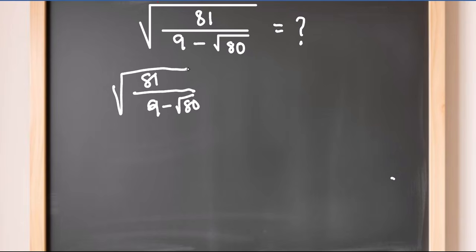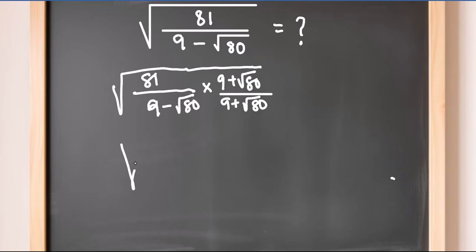So here, still under this square root, we multiply both the numerator and the denominator by this denominator, which is going to be 9 plus the square root of 80, divided by 9 plus the square root of 80. Now, next, we still have the same square root. So here, I'm going to have 81 into parentheses of 9 plus the square root of 80.